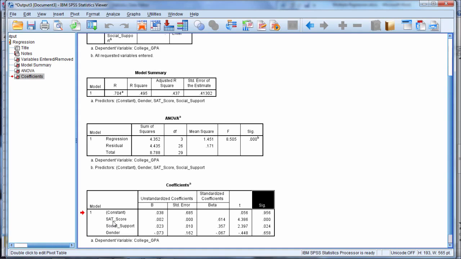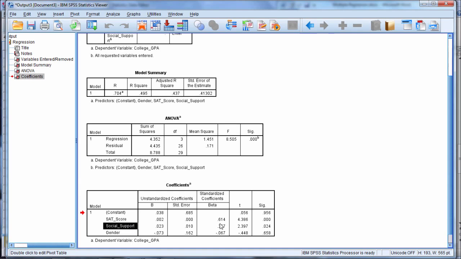Looking at SAT score, we can see that that p-value, which was rounded down to 0.000, and you can see in the yellow box there the exact value, was definitely less than 0.05. So that is significant. SAT score is a significant predictor of college GPA. And in just a few moments, I'll explain exactly what that means. But let's go ahead and look at the next 2 predictors first.